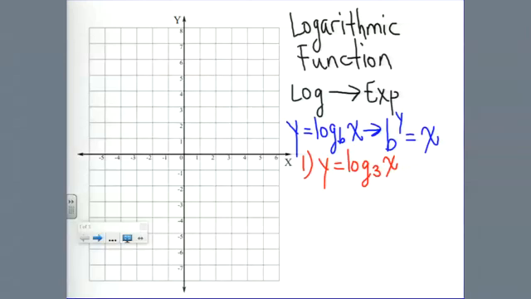We need to graph y equals log base 3 of x. Well, in order to graph this by hand, we need to convert the log function to exponential form. So our base is 3, our exponent is y, and that's equal to just x.